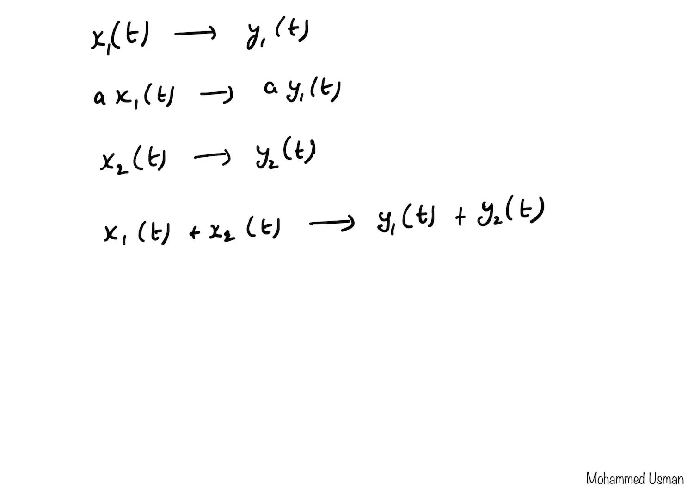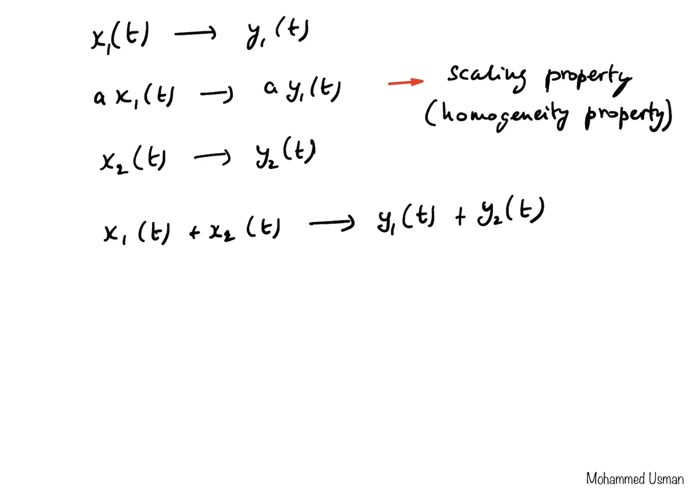Okay, a system satisfying this property as well as this property is called a linear system, and both these properties have a specific name. This is called the scaling property, or it's also called the homogeneity property. That means the system is a homogeneous system. Okay, if this property is satisfied, we call it a homogeneous system.